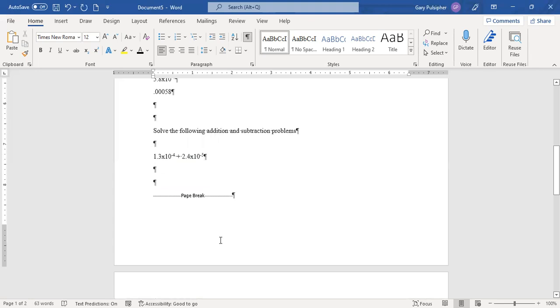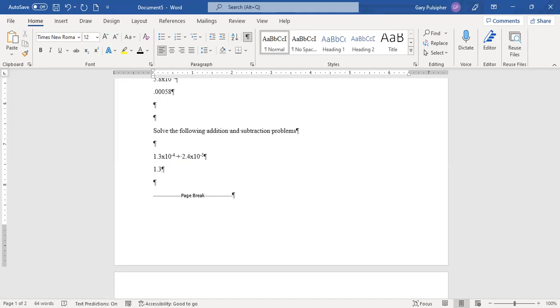Okay, the next one is solve the following addition and subtraction problems. So remember, when we're doing addition and subtracting, the exponents have to be the same. I gave you for bell work some addition and subtraction where those were already the same, so you didn't have to worry about it, but we always have to make them the same. It doesn't matter which one you change. You can change either one. I'm going to, in this one, change the second one, right?